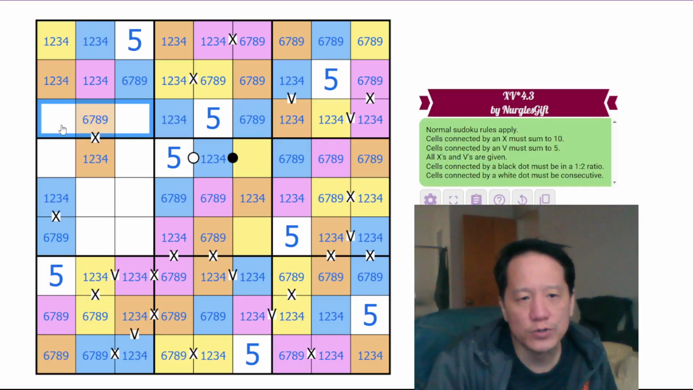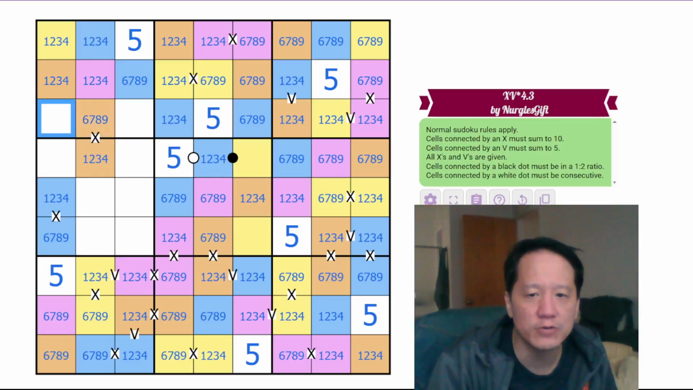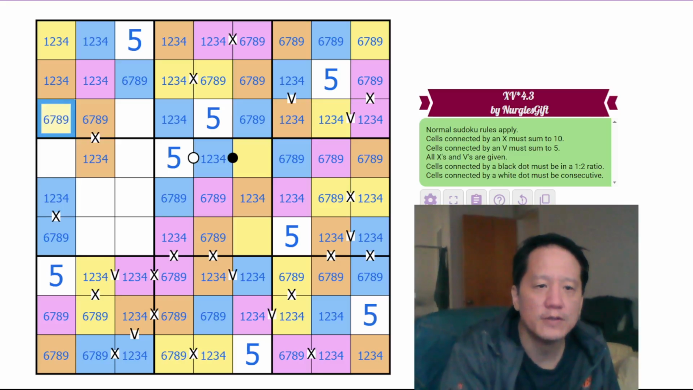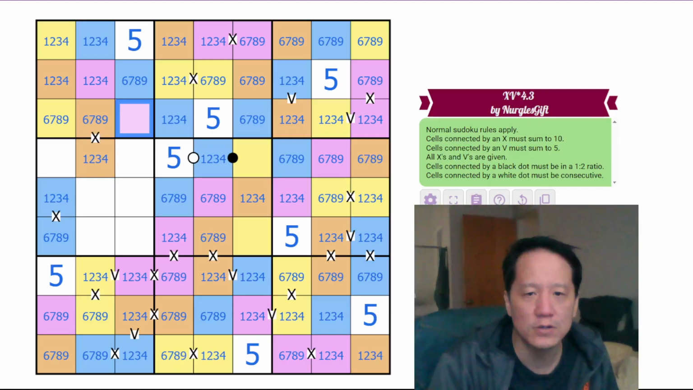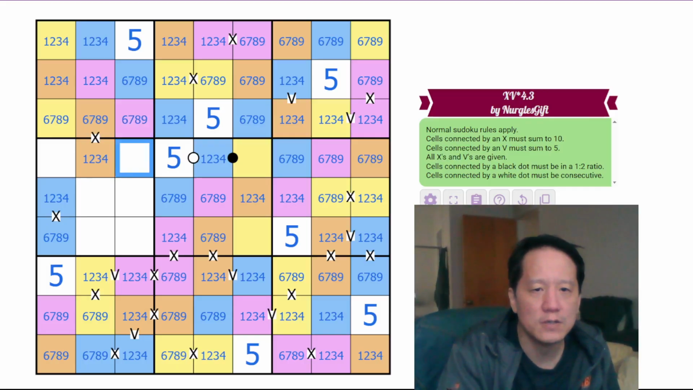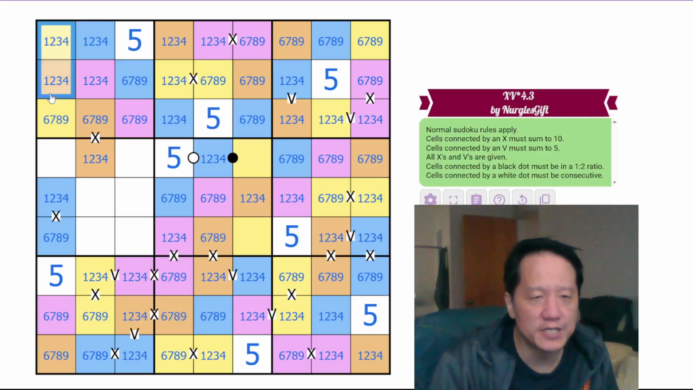Remaining digits in row 3. We have high pink and high yellow. This can't be high pink, so it must be high yellow. Therefore, that makes this high pink here. The remaining digit in column 1 is low pink. So this is low pink here. Remaining digits in column 2, we have a 5 and a high pink. Well, 5 can't be here, so that's high pink, which makes this 5.